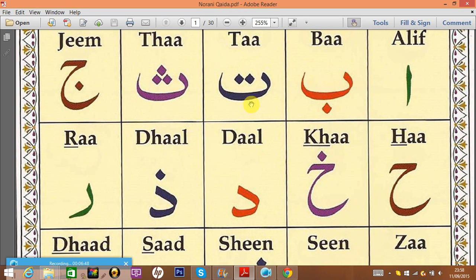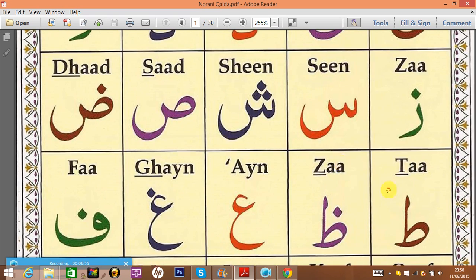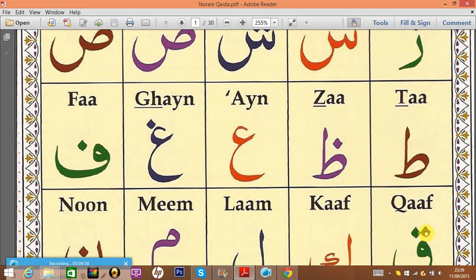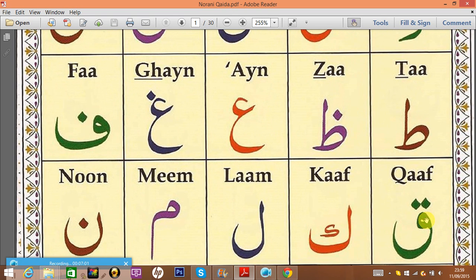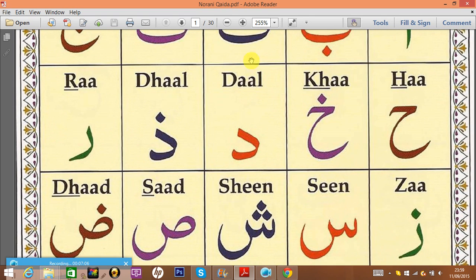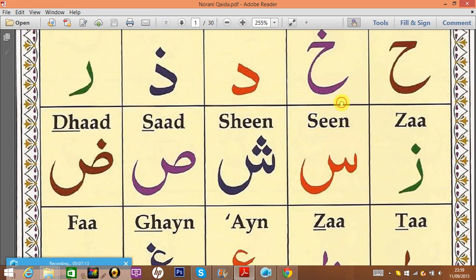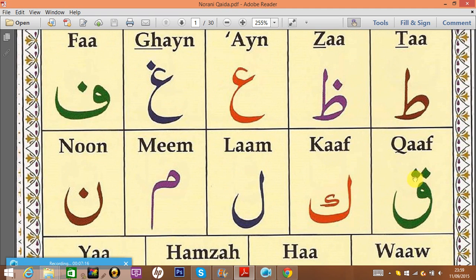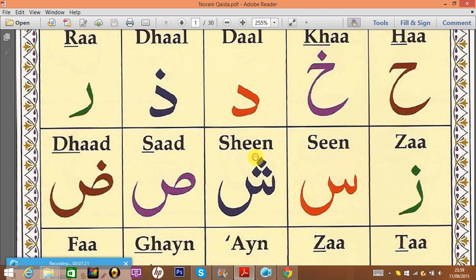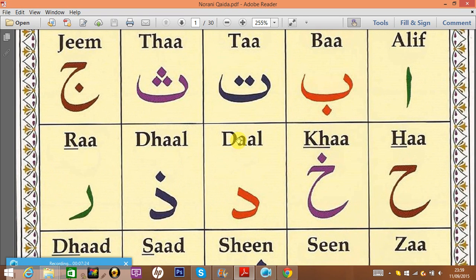Okay, so next, how many letters have two dots on the top? One is ta and one is qaf. So you can understand the difference between ta and qaf. It's very simple and very easy. When you see simple writing, two dots on the top, that will be ta. When you see circle writing, starting from circle writing, two dots on the top, that will be qaf.